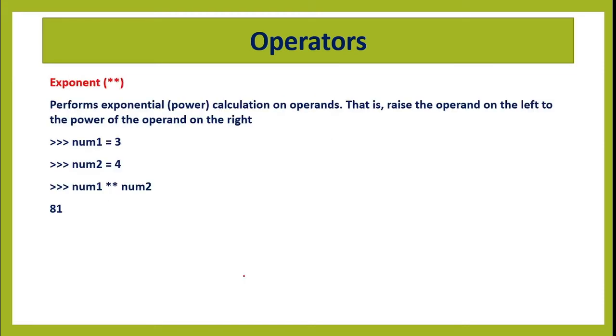The next one is exponent. This one performs the exponential calculation on operands. See here, num1 equal to 3, num2 equal to 4. We are doing the exponential calculation here. Num1 exponent num2. Okay. So what is the value of num1? It is 3. What is the value of num2? It is 4. So which means 3 power 4. So 3 into 3 into 3 into 3, 81.